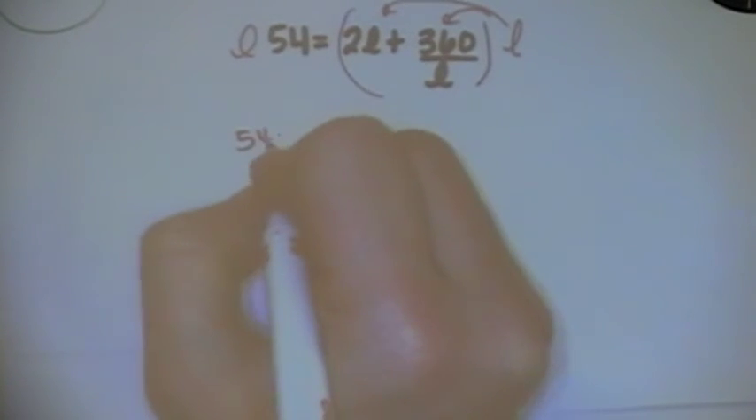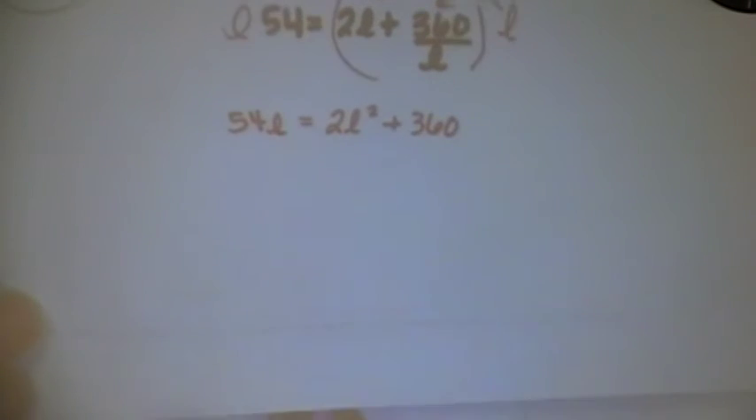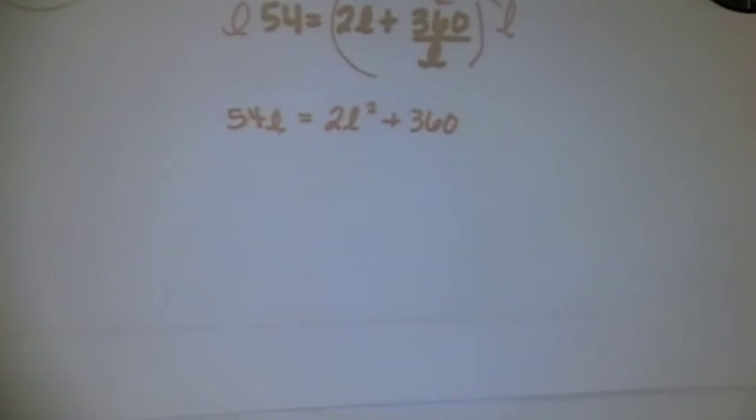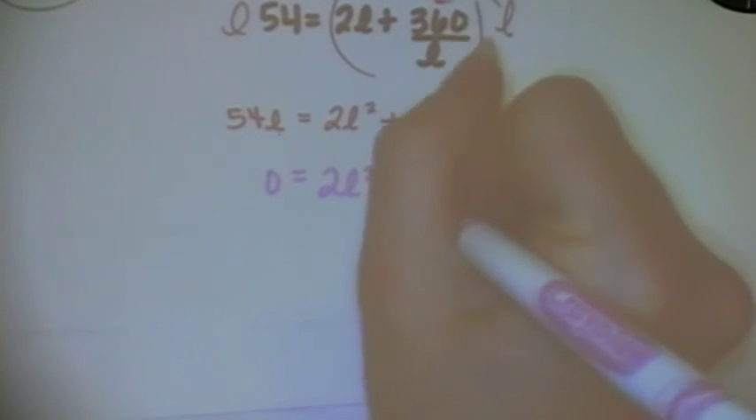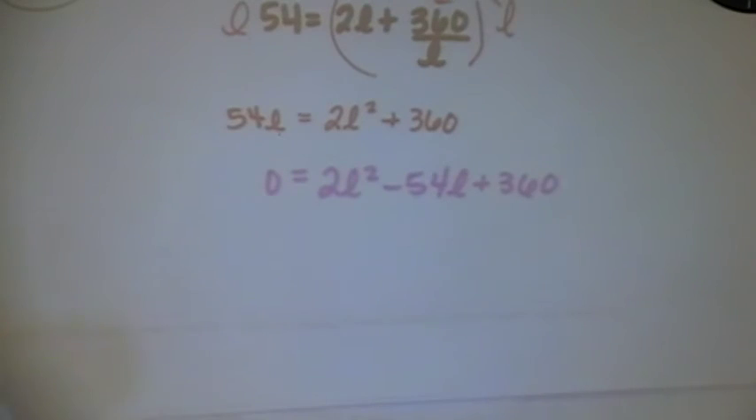I'm going to clear the fraction, because I think that will make my life easier. Remember how you clear a fraction? You multiply everything by the denominator. So that gives me 54L equals 2L squared plus 360, and you have a quadratic. And now it's a quadratic. So I'm going to move everything to one side. And I have a GCF of 2.